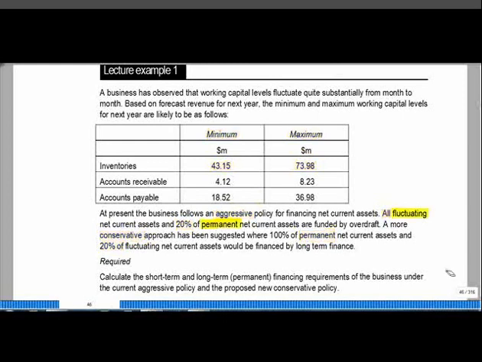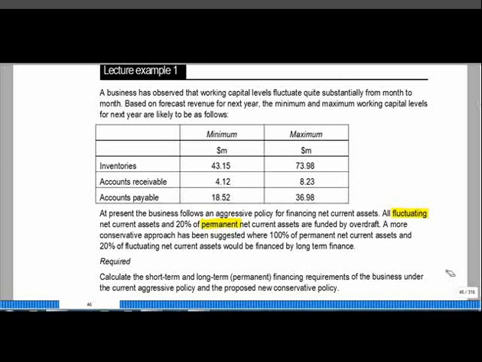With both approaches, the aggressive and the conservative approach, the policy is framed in terms of how much short-term and long-term finance you're using with regard to your fluctuating and permanent net current assets. So it makes sense to start with to calculate how much money is needed for your fluctuating net current assets and how much is needed for your permanent net current assets. Let's start with permanent net current assets.